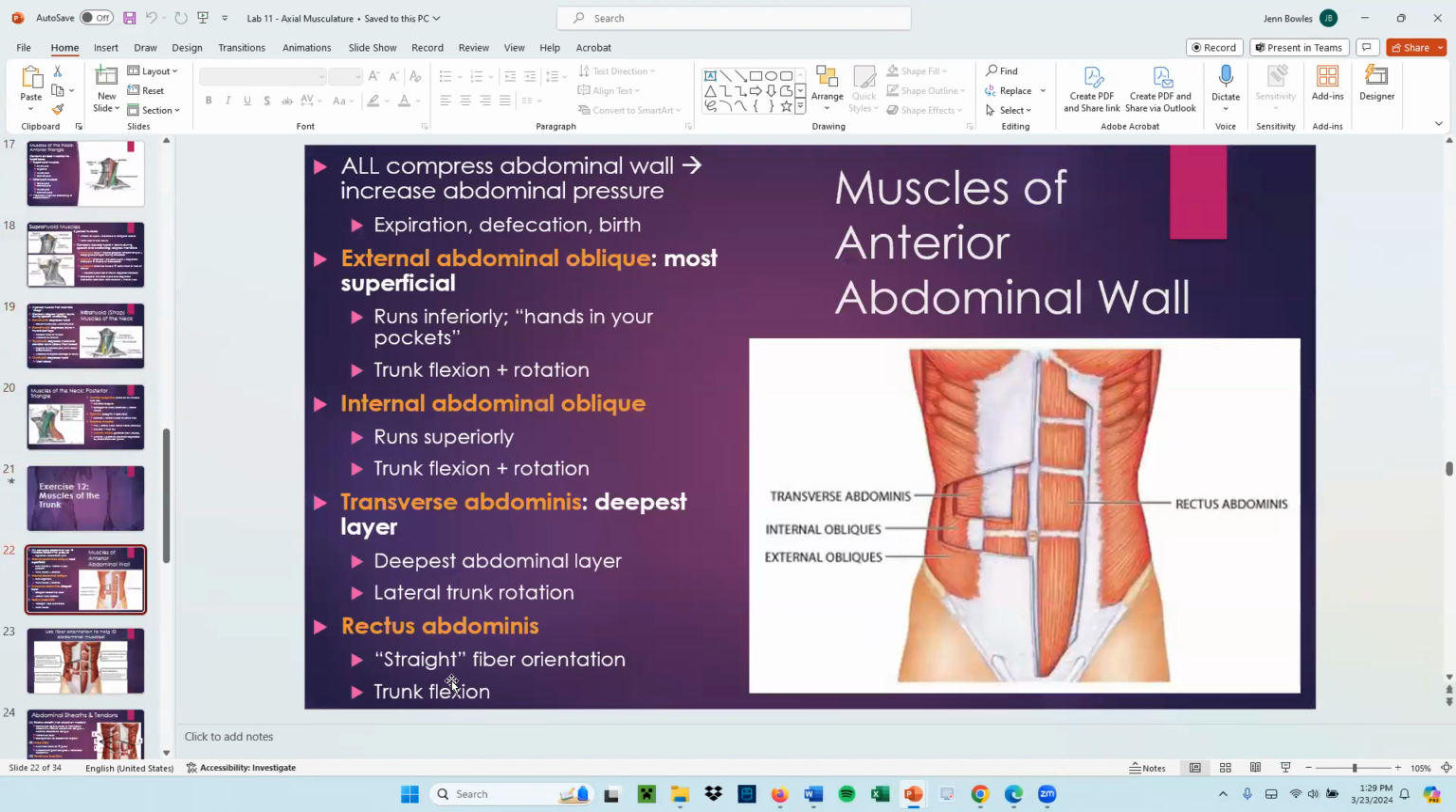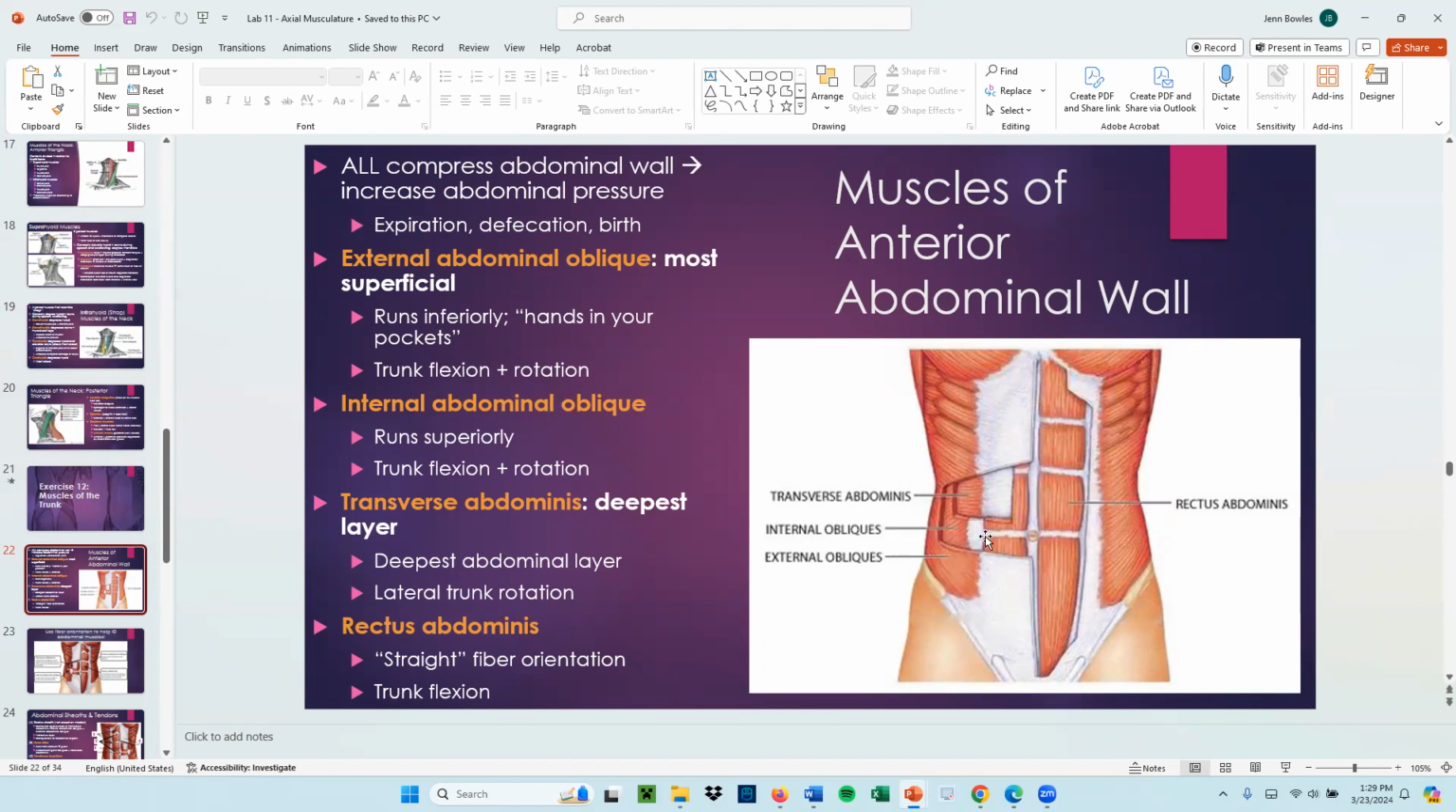We have a lot of muscles of the superficial trunk. So look at your fiber orientation on your model to help you identify things like our muscles of the abdominal wall. Remember, external obliques run like hands in your pockets. So they run inferiorly, kind of down and towards the belly button. Internal obliques do the opposite. They run superiorly in the opposite direction, and they are the second deepest layer here.